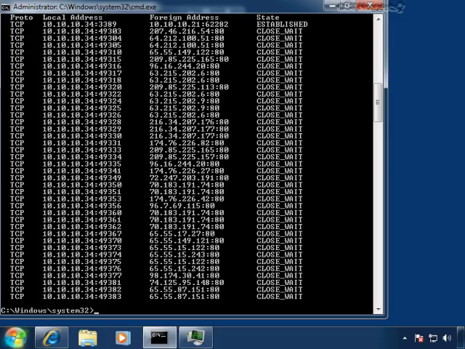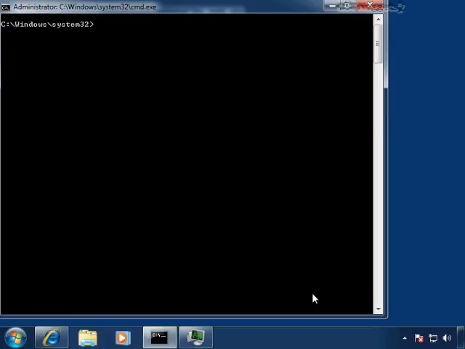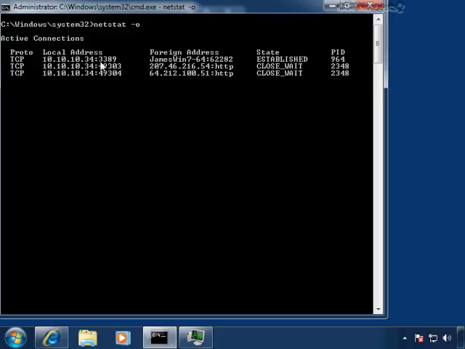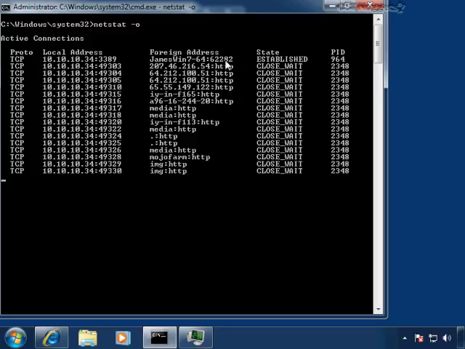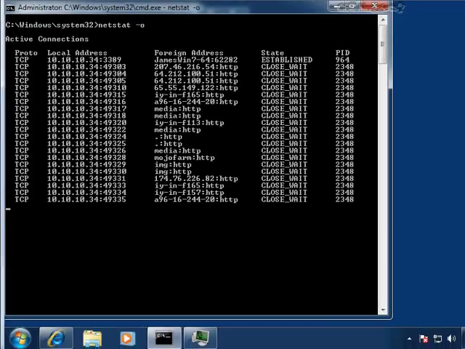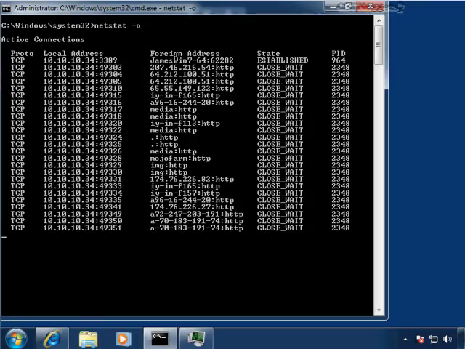Okay, let me actually just show you that one real quick. Let me go over here. And I ran this a little bit earlier, so let me just clear it up a little bit. If I do a netstat hyphen, what did I just say? Oh, then that shows me who owns it by process ID. See this PID over here? That's the process ID. This tells me that the local address of this computer is 10.10.10.34, and it's got 3389 open. That's TCP port 3389. The computer that it's connected to is James Win 764 on this port number. Okay, so 3389 is the remote desktop, and as you can tell here, I'm actually using a remote desktop to make that connection.